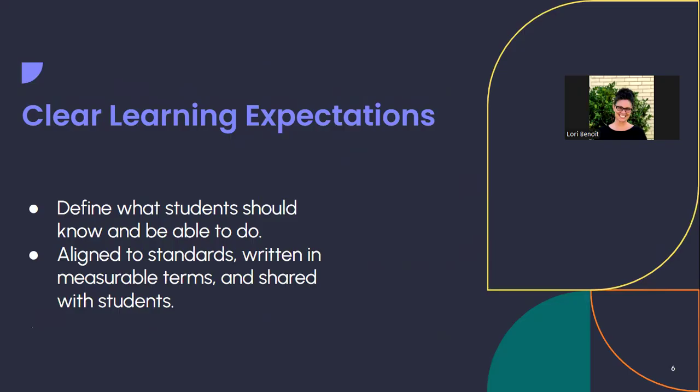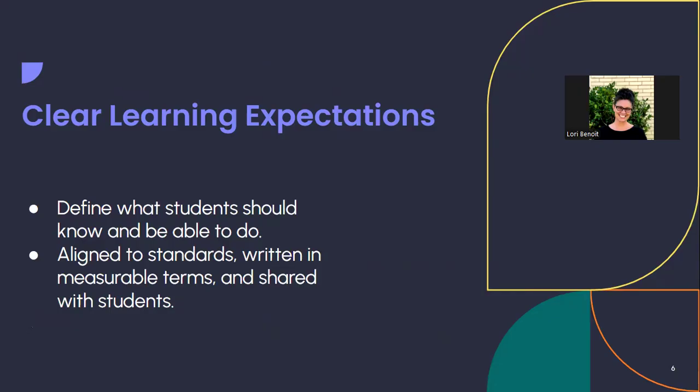This component, clear learning expectations, emphasizes clarity. Learning objectives should be specific, they should be measurable, and they should be tied to standards. When students know exactly what's expected of them, they're more likely to stay engaged in achieving the goal. So clear learning expectations should define what students should know and be able to do at the end of a unit of study. They should be aligned to standards, written in measurable terms, and clearly shared with students.